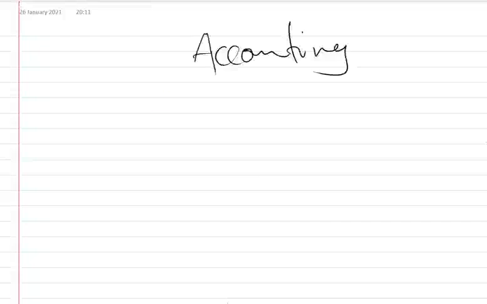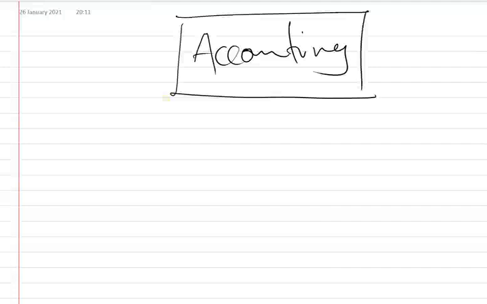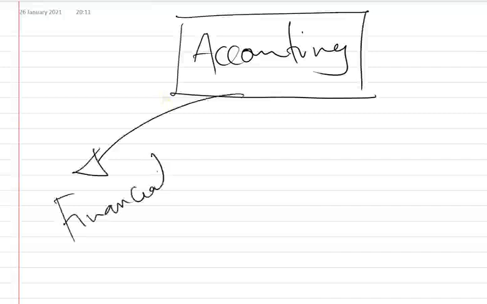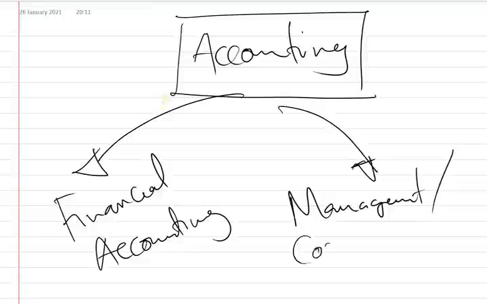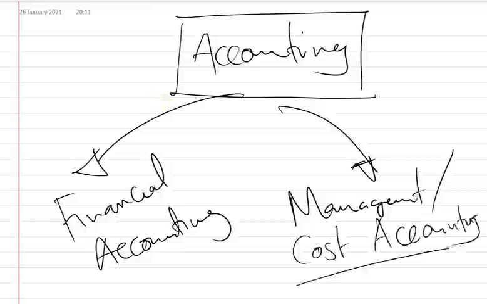So let's start off by talking about accounting. Accounting is the main body, and under it we have two branches. We have financial accounting and we have management or cost accounting. So cost accounting and management accounting are the same thing.